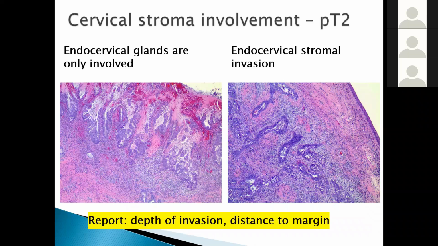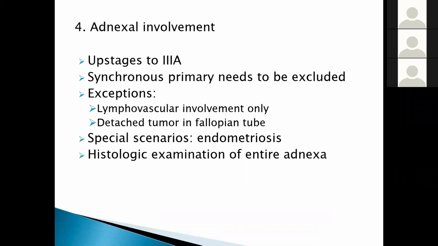So we report depth of invasion here, and this is your true margin. So if somebody asks you what's a true margin in hysterectomy, it's actually the pericervical soft tissue margin if parametria are not taken out. So that's your true margin that the clinician actually wants to know the distance. So it alters brachytherapy treatment decisions.